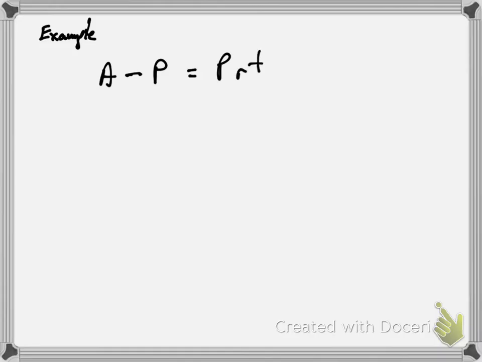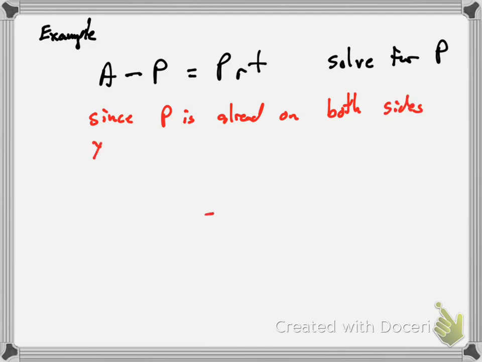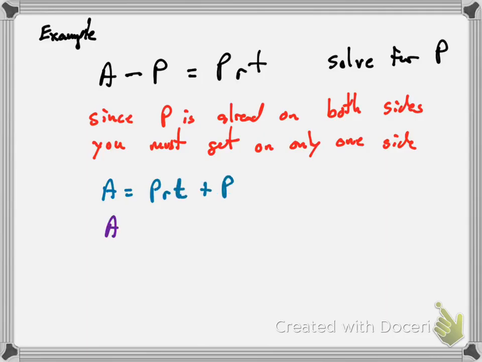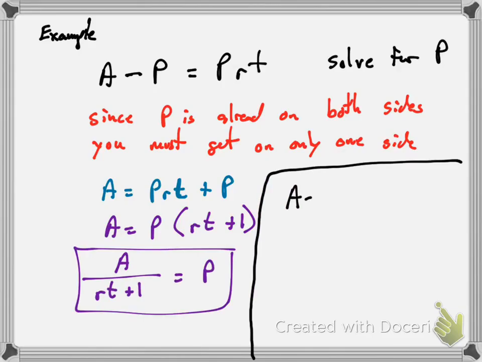Last example here, a minus p equals p times r times t. If we solve that for capital P, since p is already on both sides, you must get it on one side. So add the p over. Factor out a p. So both prt plus p had a p. So if I factor that out, it's the opposite of multiplying it. So that's how come inside the parentheses we need a 1. And we divide by the rt plus 1.